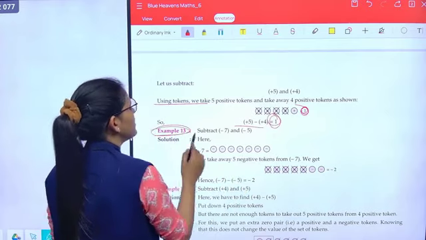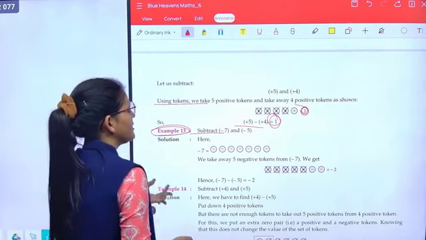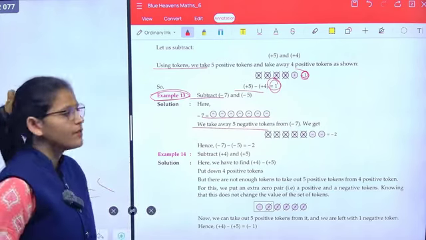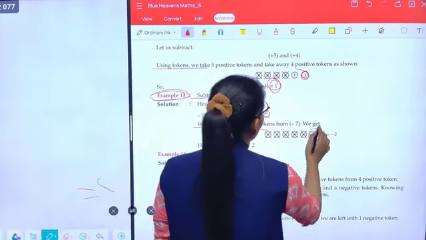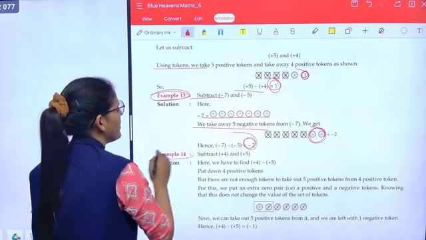Come on, example number 13. Subtract minus 5 from minus 7. Here we have minus 7. Now we take 5 negative tokens from minus 7. We get minus 2. Now it is minus 2.